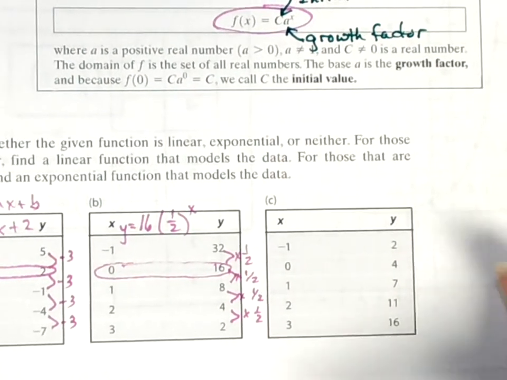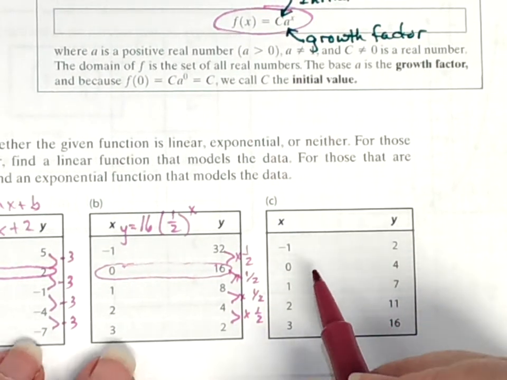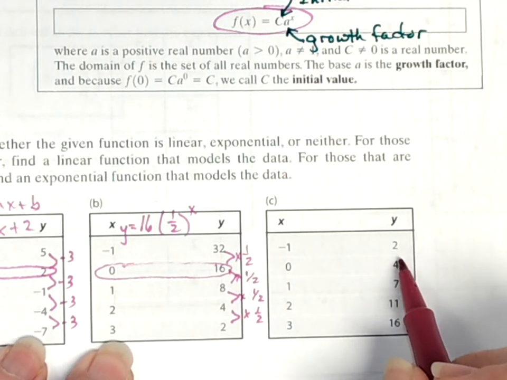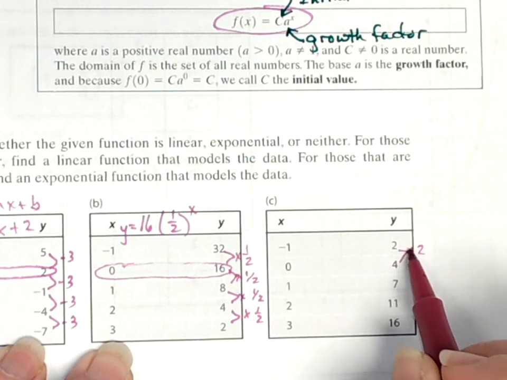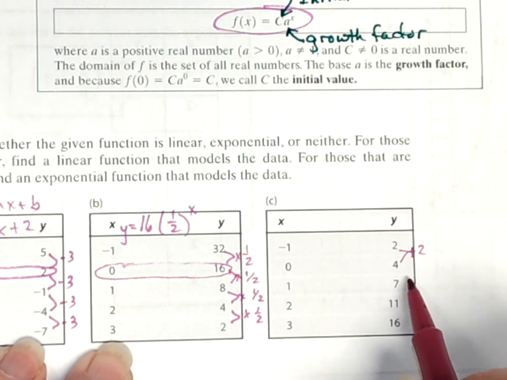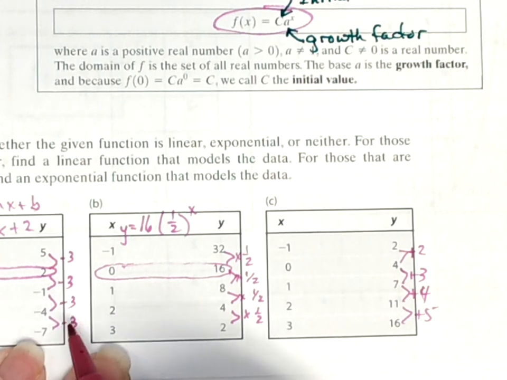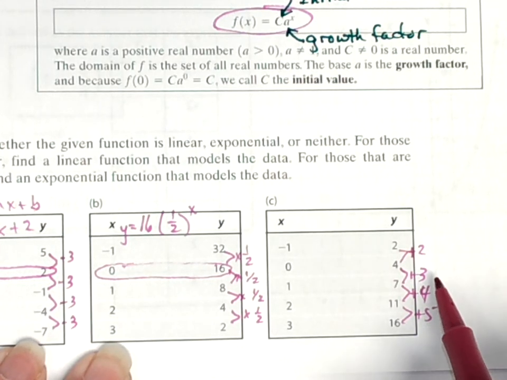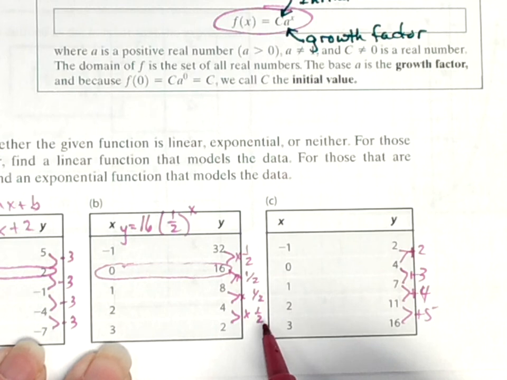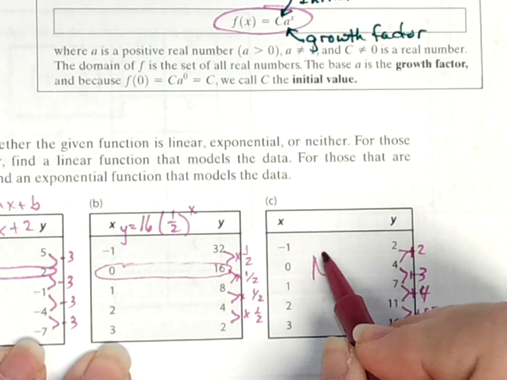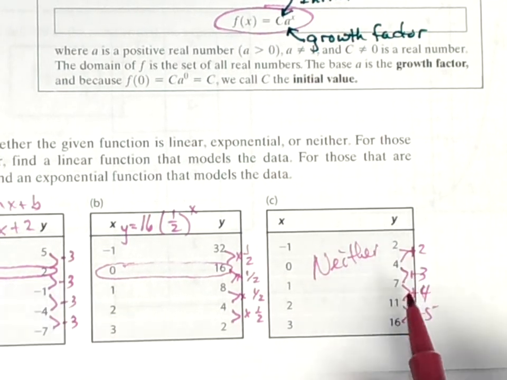Let's take a look at this last one right here. We have plus 2 or times 2, whichever one. But then the next one is not times 2 and it's not plus 2 either. It's actually plus 3 and then plus 4 and then plus 5. That means that this is not a constant growth like the linear was, and it's not a constant multiplier like the exponential was. That means that this particular function is neither linear nor exponential.